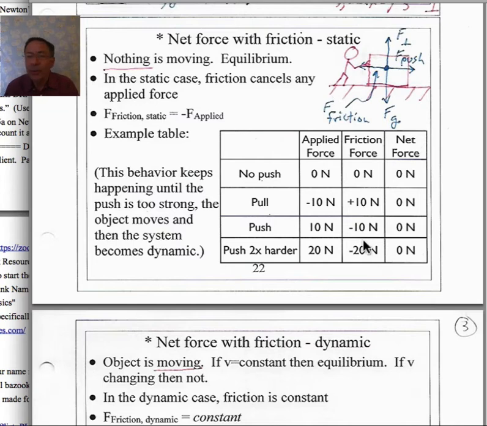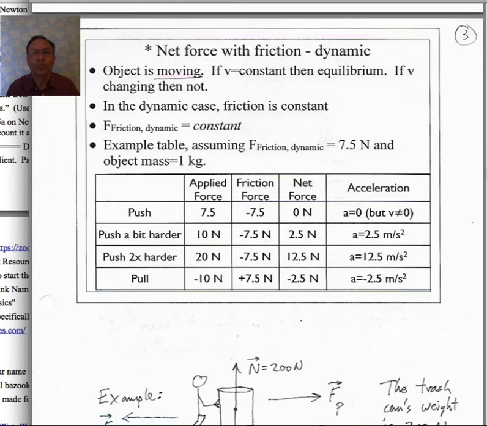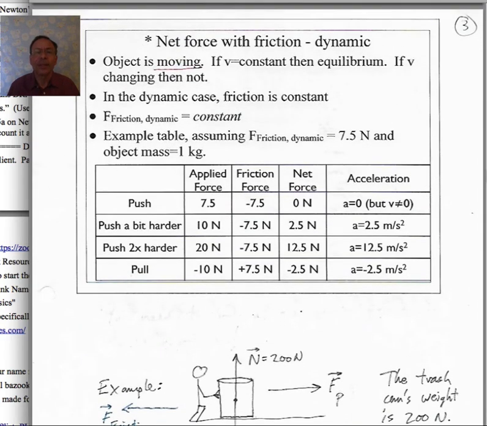So this will keep going until the guy pushes so hard that the crate, or whatever it is on the ground, starts to move. And when that happens, we need to go to the kinetic case, or dynamic case. So that gets us to here. The guy just got it moving, let's say, and the crate is now moving.